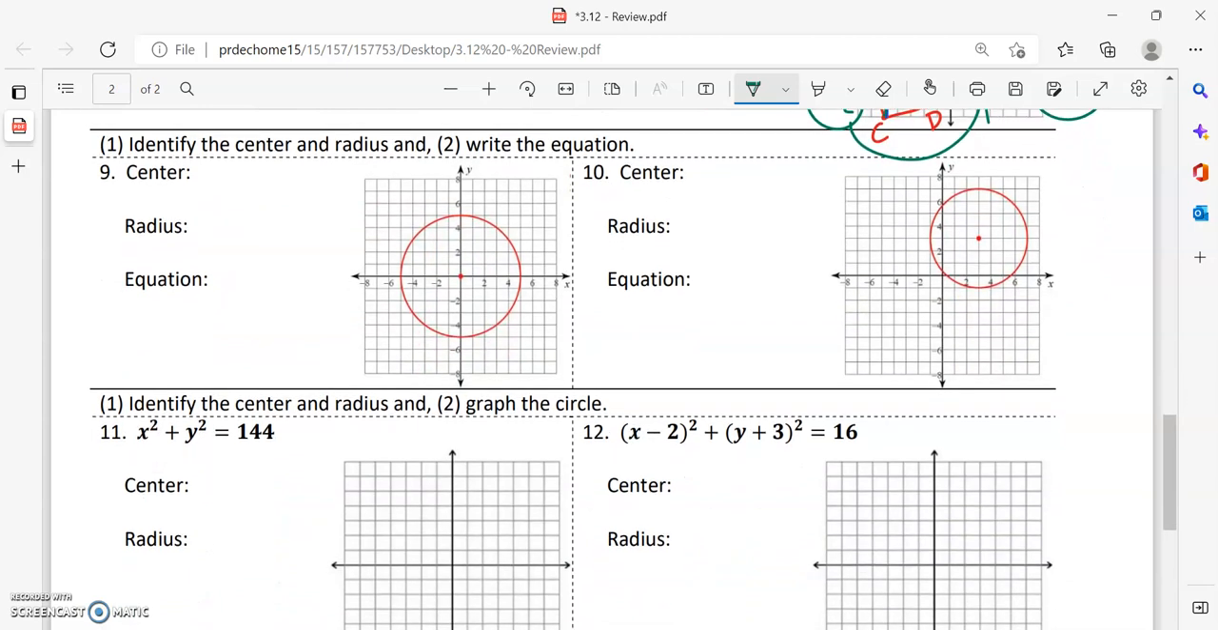All right, identify the center and the radius. Actually, I'm going to pause the video here and start a second one.